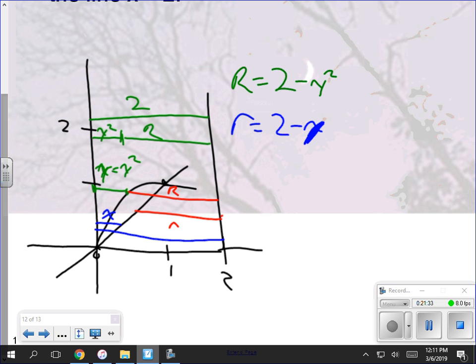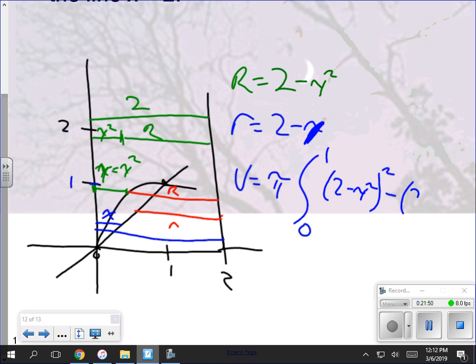So my integral for my volume would be pi times the integral from 0 to 1. That's where it's at because it's still dy, and 1, 1 is where they meet. It would be from 0 to 1 of big R squared, 2 minus y squared, squared, minus little r squared, 2 minus y, squared, dy. This is a, without the answer, 3-point problem.